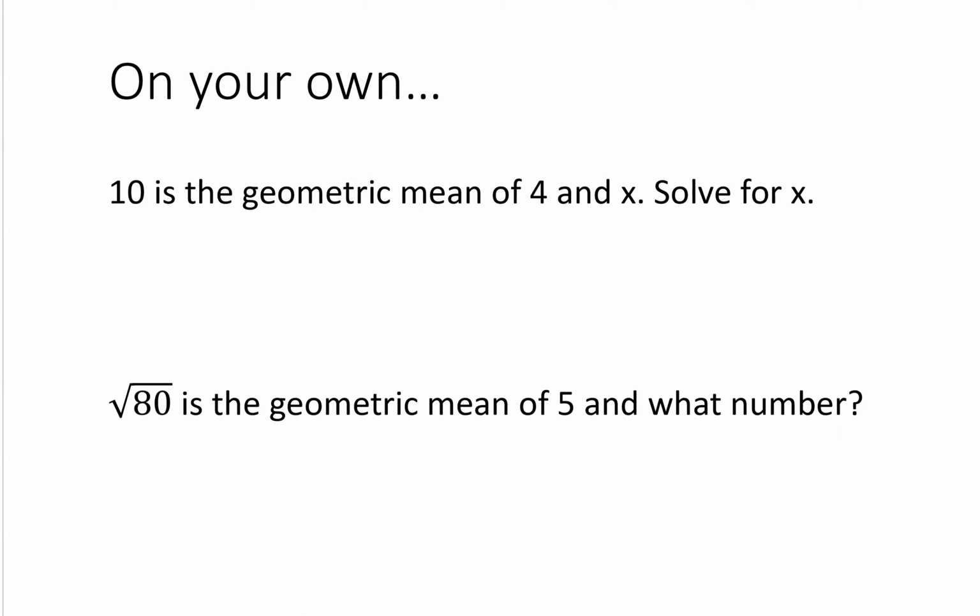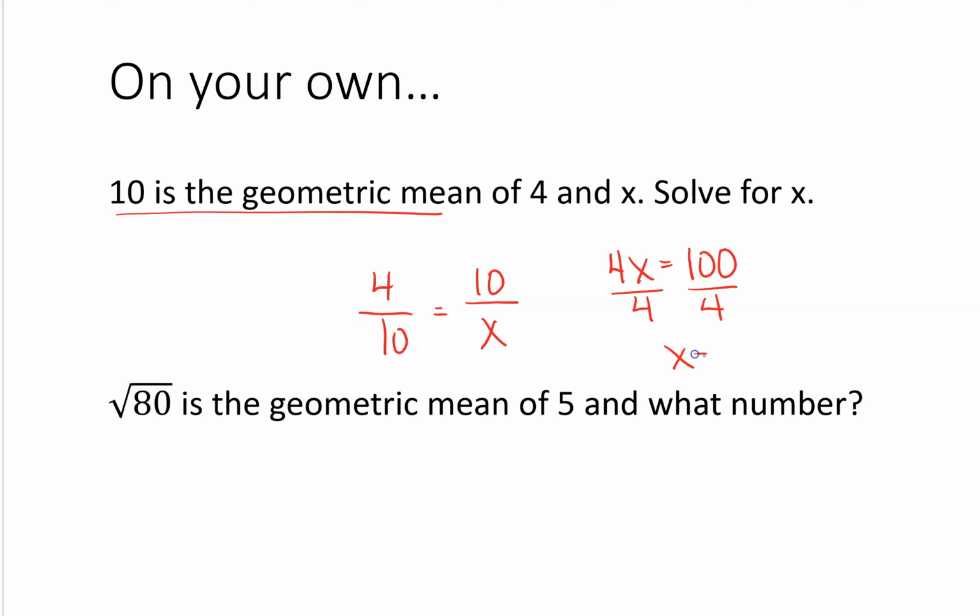Here's another quick example. 10 is a geometric mean, so that is going to go bottom and top. A 4 and some other number. So to solve that, I have 4x equals 10 times 10, which is 100. Divide by 4, and then x equals 25.